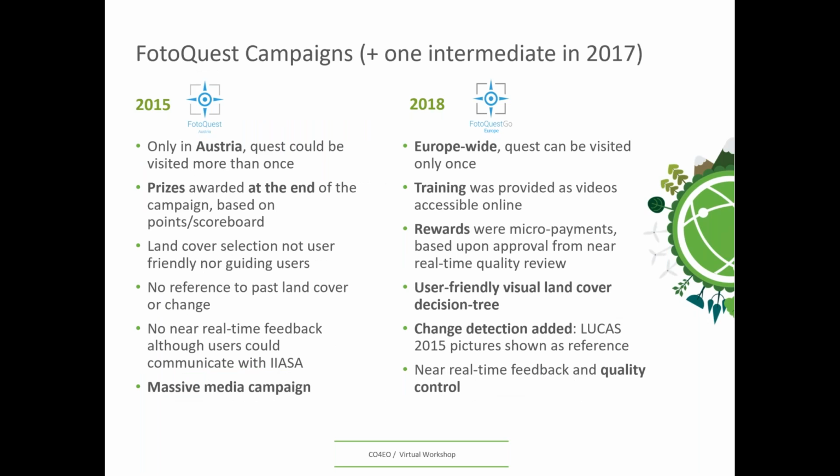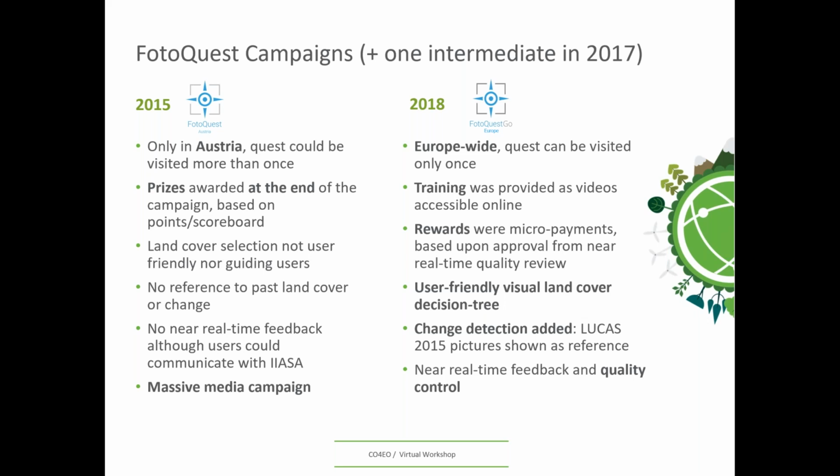Okay, so before I show you the app, I'll just explain that as part of the project, we had 3 PhotoQuest campaigns. One was in 2015, and the last one was in 2018, with an intermediate one in 2017. But the significance of 2015 and 2018 is these are the years in which the LUCAS surveys took place. So that means we could compare the data directly collected by the citizens with authoritative data from LUCAS surveyors.